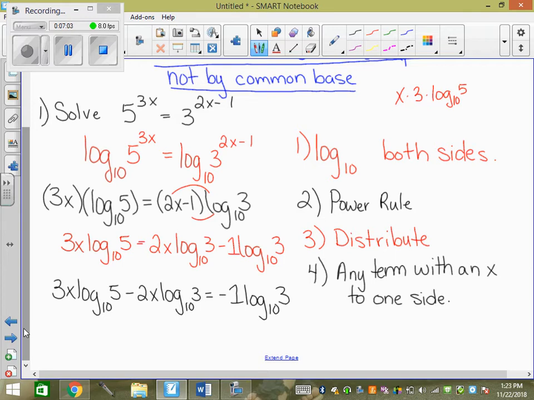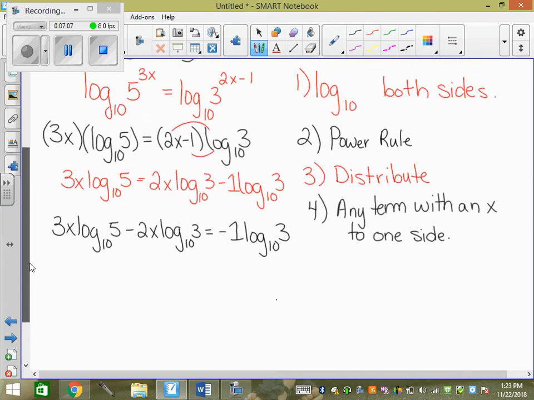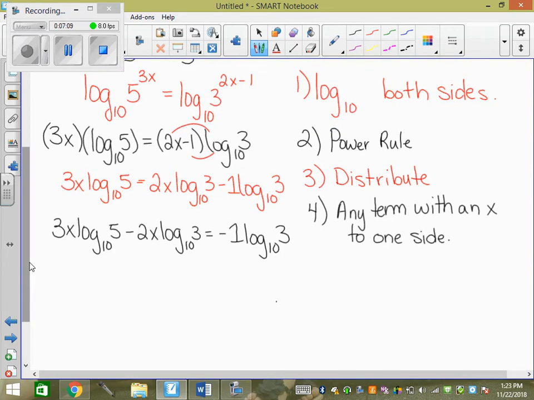Why would I possibly want to bring all the x's to one side? Because you're collecting terms that are like, sure. But what do they both have in common? An x and a multiplication of x, correct?